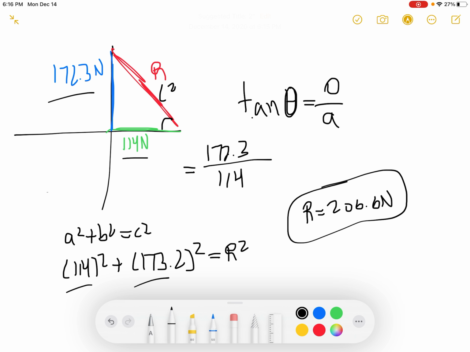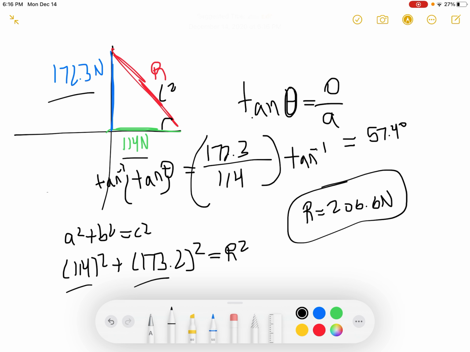So, in other words, now we have the equation set up as this. We're not trying to find the tangent of the angle, we're trying to find the angle. How can we get rid of tangent? We can't divide it, but we can inverse it, kind of like that. So we take the tangent to the negative first of 172.3 divided by 114, and we get 57.4 degrees for that angle. There you go.